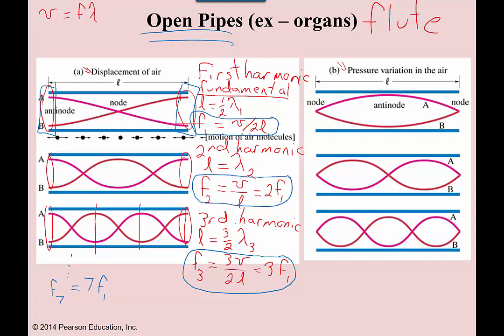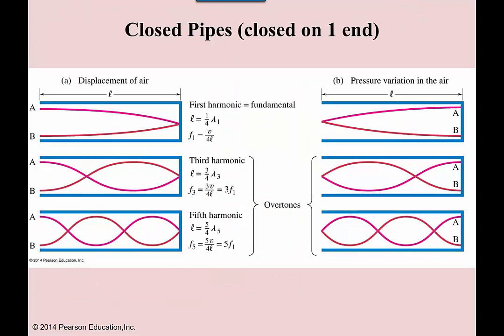Now let's see what happens if we plug up one end of the pipe. Now, if we plug up one end of the pipe, we could still be looking at an organ pipe, just not all of them. We could also be looking at a clarinet. And in this case, you can see that they're very similar to the open pipes, but there are some key important differences. Now, if you look at the first one, we don't have a half wavelength. We only have a quarter wavelength.